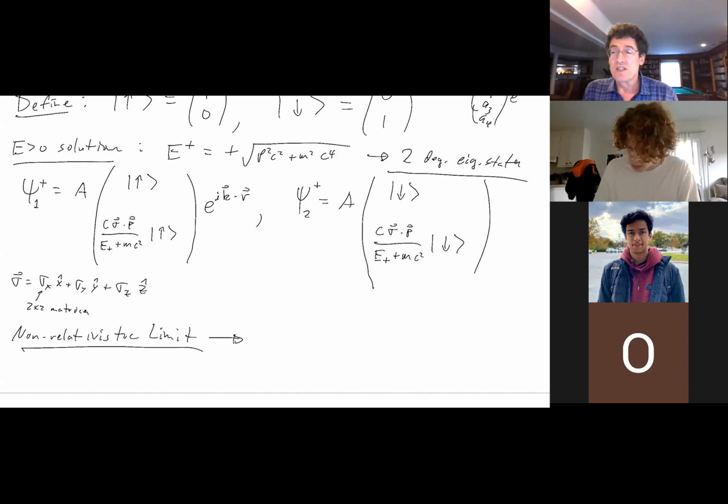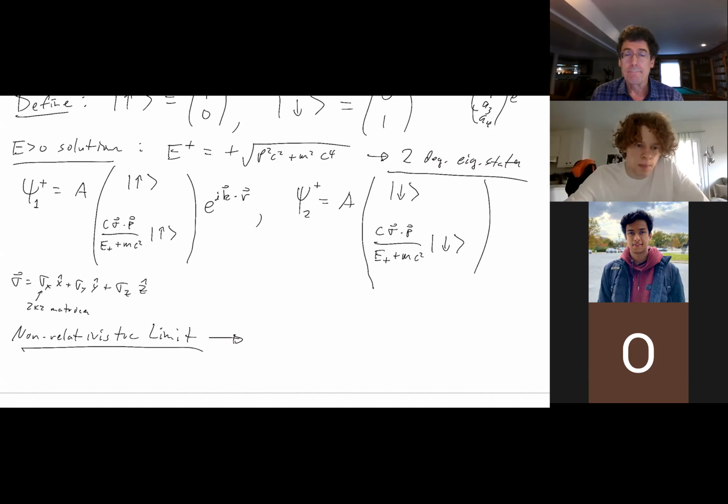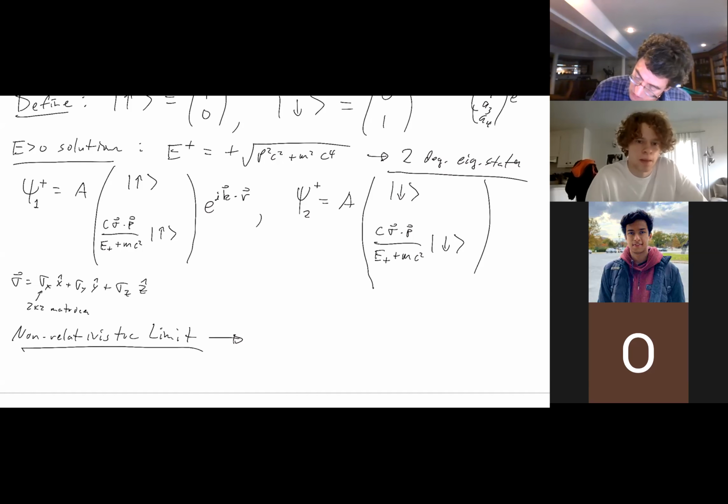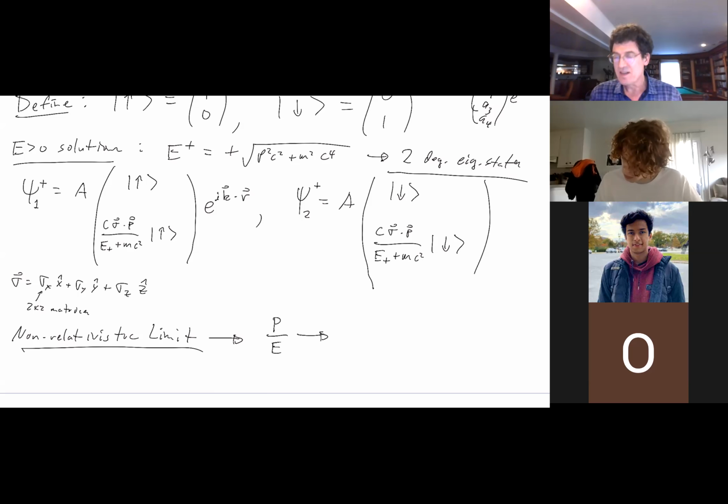What is the non-relativistic limit? What does that even mean? Like when velocity is much less than c. That's right. And so in the non-relativistic limit, what is this quantity? P over E goes to what? To make the units right, let's call it c times p. pc over E equals what in the non-relativistic limit?